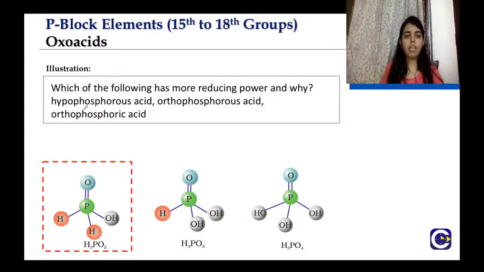So here if you see, H3PO2, H3PO3 and H3PO4, right? It is asking which one has more reducing power. So here if you see in H3PO2, 2 P-H bonds are there. In H3PO3, 1 P-H bond is there, and in H3PO4, no P-H bond is there, right? So H3PO2 will be more reducing in nature. That means it will act as a reducing agent. It will oxidize itself.